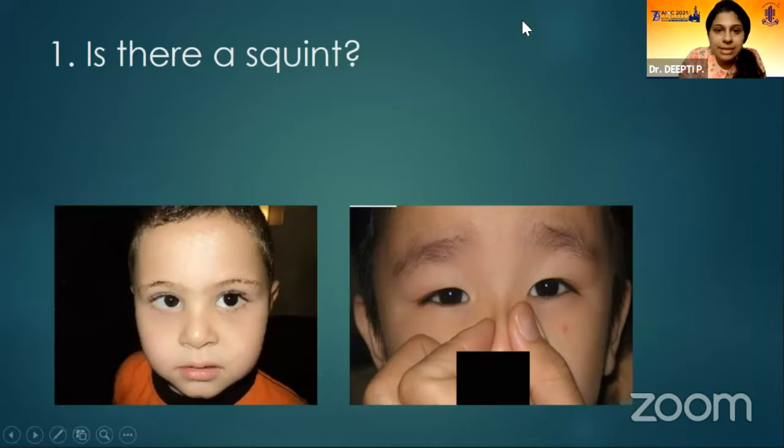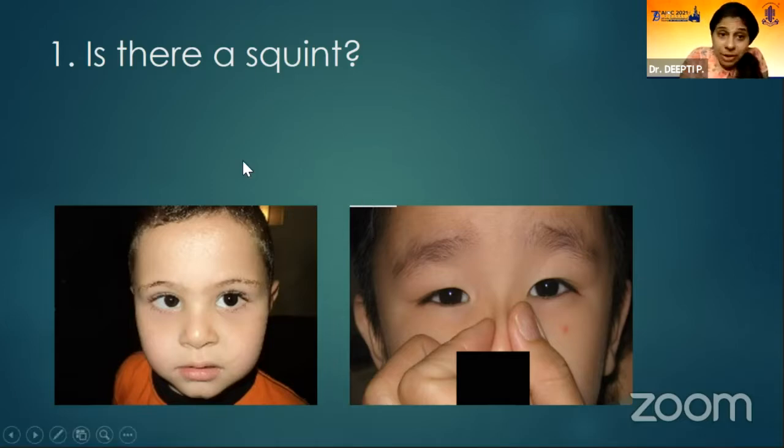So the first question, is there a squint? Why is this question important? Because the majority of the children do present to us with pseudostrabismus. So in these cases, for example, in case of pseudoesotropia, a prominent epicanthal fold. In pseudoexotropia, the presence of myopia, hypertelorism has to be ruled out.